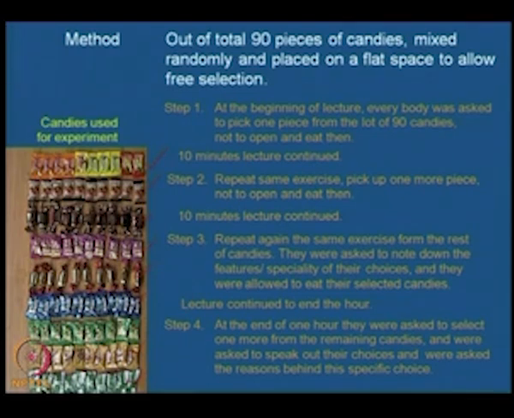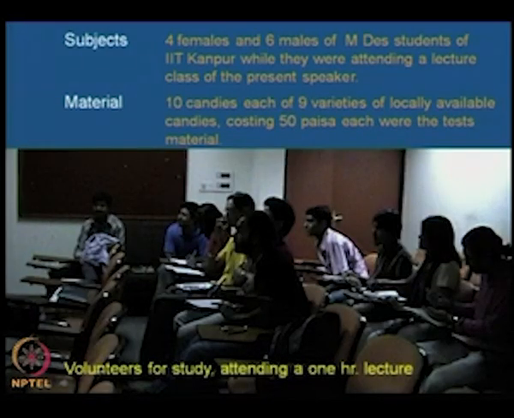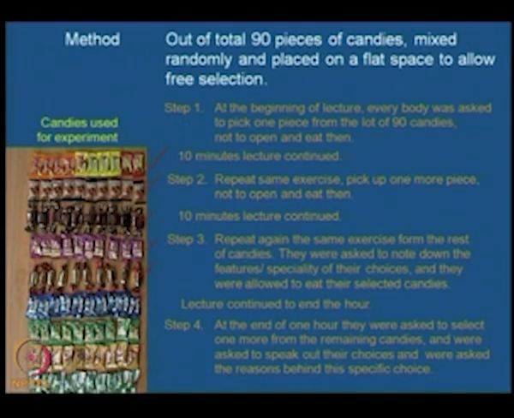So, a total of 90 pieces of candies were mixed randomly and placed on a flat space to allow free selection by this student group. Step 1: at the beginning of the lecture, everybody was asked to pick one piece of lozenge candy from the lot of 90 candies, but not to open and eat it at that time.